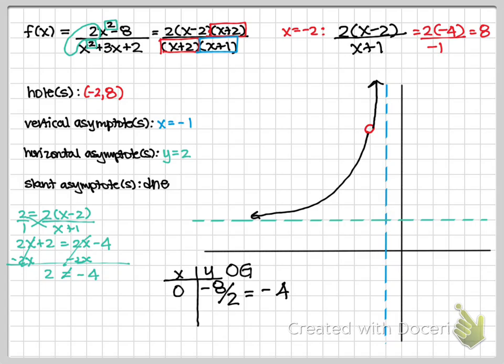So I'm going to get 0, negative 4 out of this. All right, let's go ahead and plot that point. 0, negative 4. So 0, 1, 2, 3, 4. There we go. I know where this thing exists now, so I'm good. Let's go ahead and give it a sketch. And remember, it does not cross the horizontal, so I'm not going to cross the horizontal. Okay, there's my sketch for this thing.